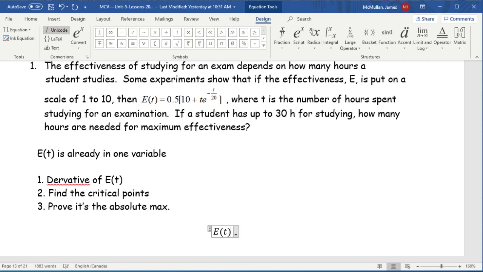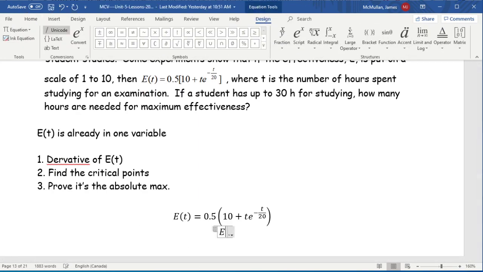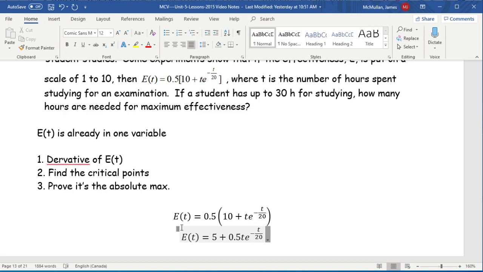So the derivative of this one, okay, we have 0.5 times (10 + t) e to the power of negative t over 20. Now, I think it's probably a good idea here to distribute that 0.5. So let's say we distributed the 0.5. So we could say E of t is equal to (5 + 0.5t) e to the negative t over 20. And this, I think, is an easier question to deal with.